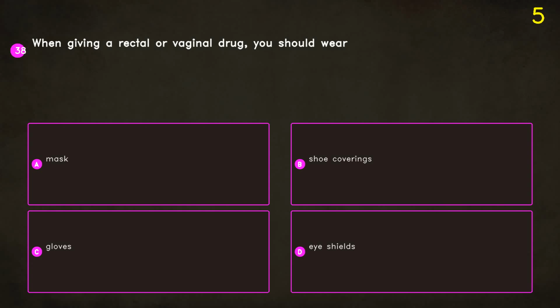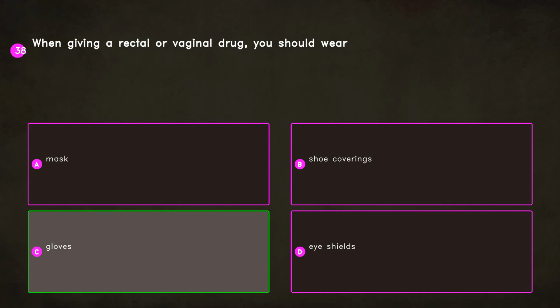Question 38. When giving a rectal or vaginal drug, you should wear A. A mask. B. Shoe covering. C. Gloves. D. Eye shields. The correct answer is gloves.